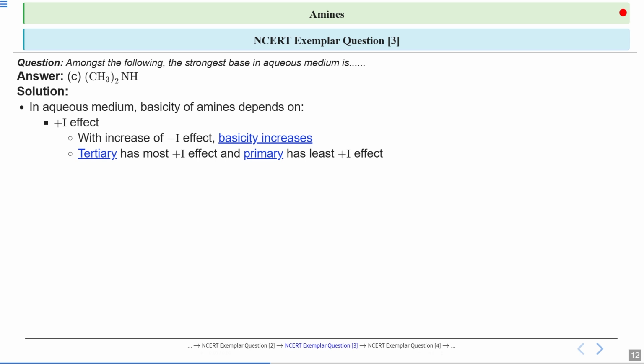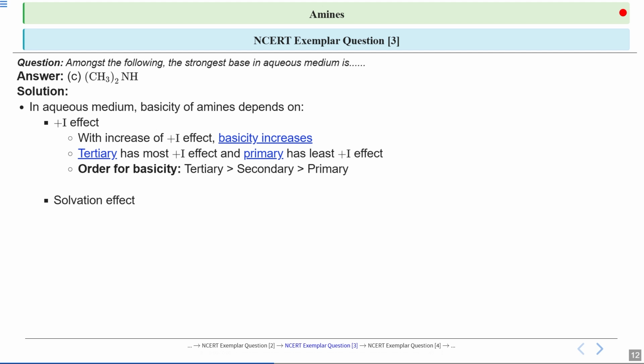And if I talk about tertiary amines, they have the most plus I effect and primary ones have the least plus I effect. Because in tertiary, nitrogen is bonded to 3 alkyl groups. So they have the highest plus I effect. Whereas in primary, nitrogen is bonded with only 1 alkyl group. So they have the least plus I effect. So the order for basicity is first tertiary, then secondary, and then primary. This is on the basis of plus I effect. Okay.